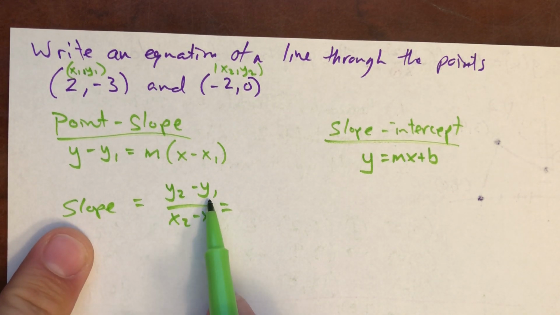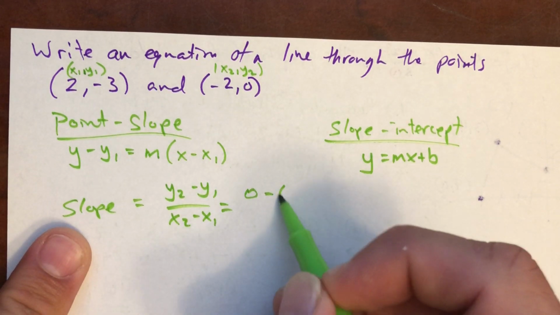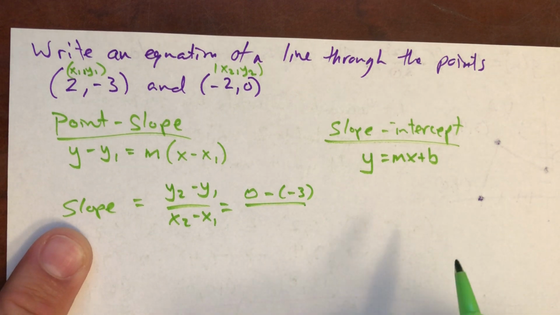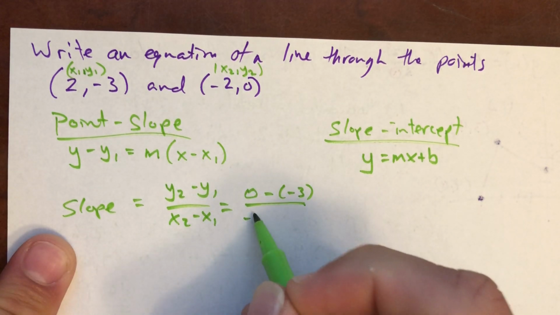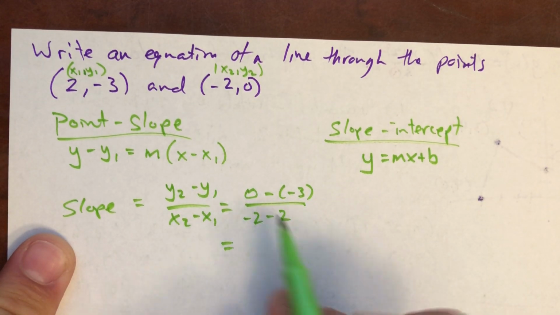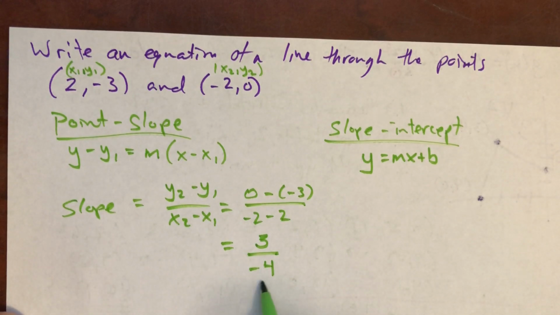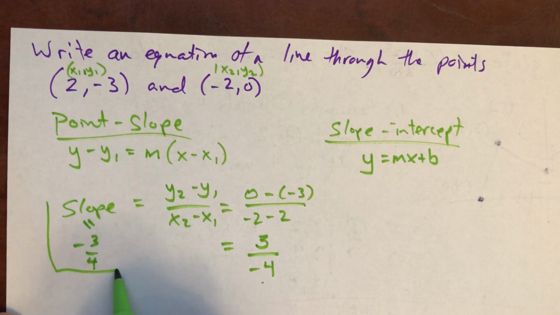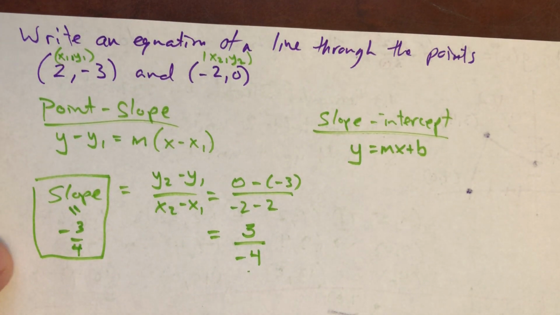So we got y2 minus y1. So the change in the y, we got 0 minus -3. We got to be careful with our grouping symbols here. Use those parentheses. Okay, and then we got x2 minus x1, so we got -2 minus 2. So 0 minus -3, that's +3. And then -2 minus 2, that's -4. So our slope is -3/4. And we're going to put a little box around there because we're going to stick that in our pocket and keep it for later.